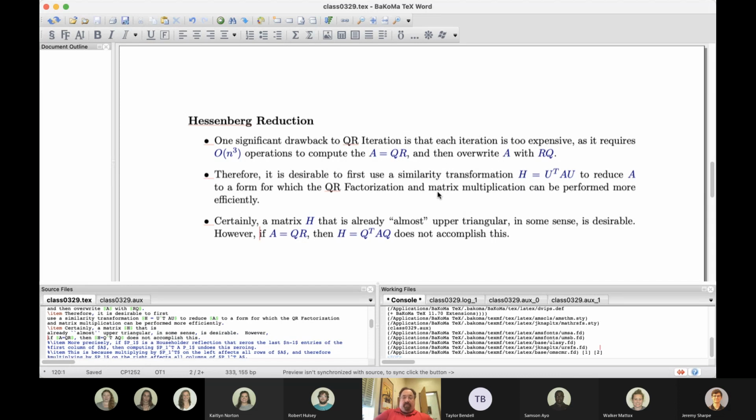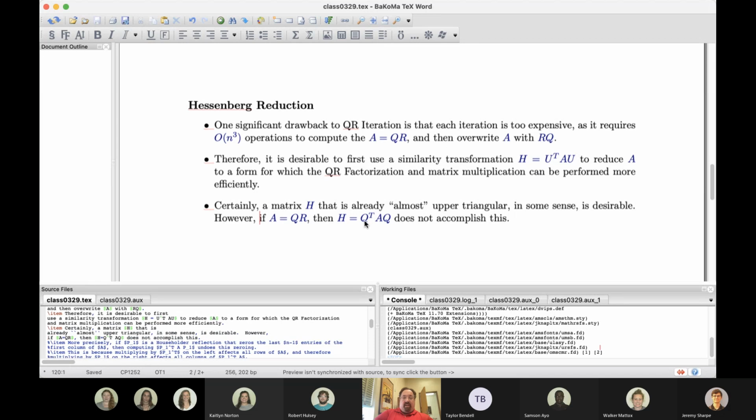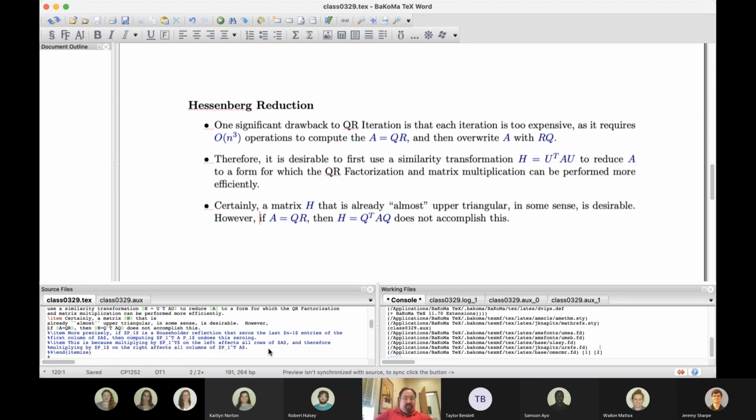Now, one might think, well, what if we just go ahead and compute the QR factorization of A and use this matrix Q for a similarity transformation. It might seem like a logical choice because Q transpose A already is upper triangular. The problem is you have to multiply by Q on the right also. So this part may be upper triangular, but multiplying by Q on the right will destroy that structure.